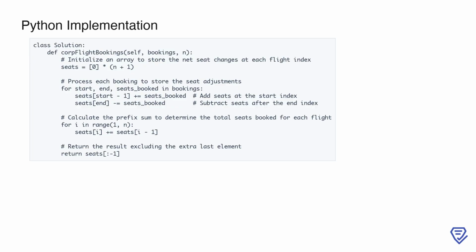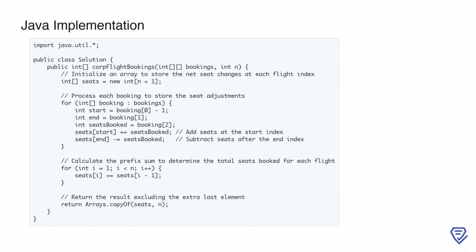This is the Java implementation of LeetCode problem number 1109, Corporate Flight Bookings. The logic mirrors the provided Python implementation, where we use a difference array to track seat adjustments and compute the final seat bookings using a prefix sum. Key Java-specific differences include the use of type declarations for arrays and variables, as well as the use of Arrays.copyOf to truncate the array to the desired length.